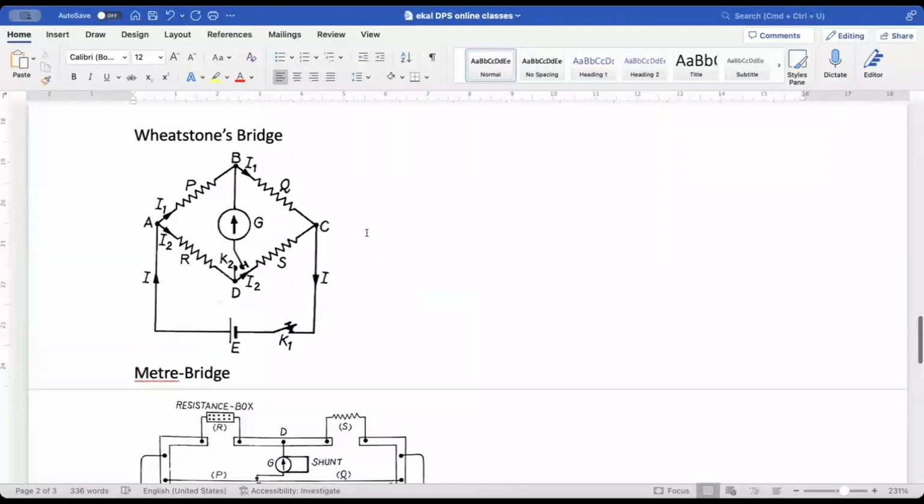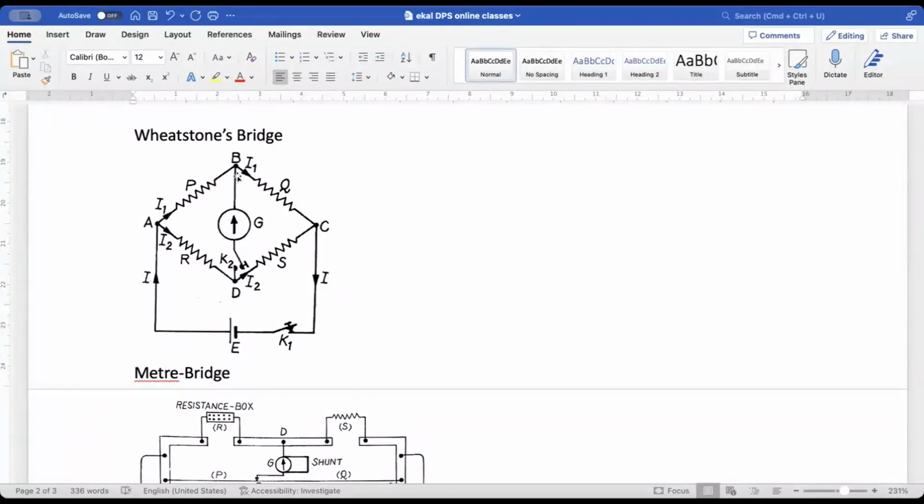नाउ विल कम फॉर व्हीटस्टोन ब्रिज. तो व्हीटस्टोन ब्रिज अरेंजमेंट जो है, इट इज फॉर द रेजिस्टेंसेस बाय विच द रेजिस्टेंस ऑफ एनी गिवन कंडक्टर कैन बी डिटरमाइंड. Right? So this is an arrangement of resistances to calculate the resistance of any given conductor. So in this, we have 4 resistances. So they are so connected as they form the parallelogram.